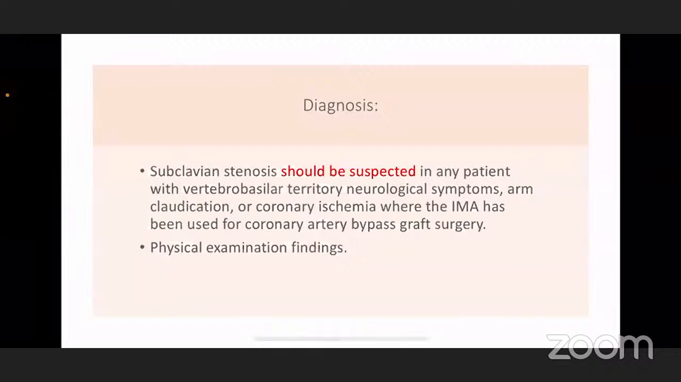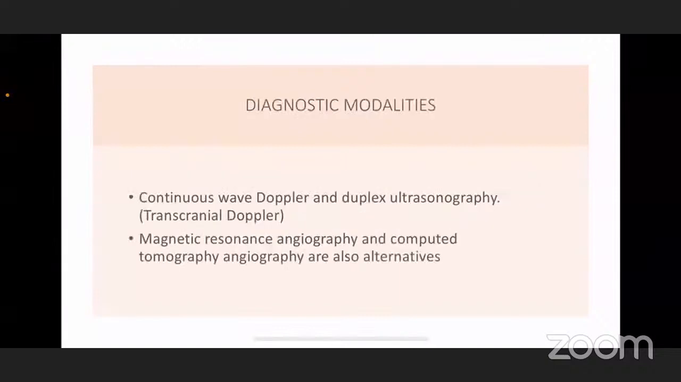Okay, if we want to do the physical examination findings, they are going to be different according to which type, where the steal is happening, as we said. So if it's in the vertebrobasilar territory, neurological symptoms that we have mentioned before. If it's in the arm, claudication, paresthesia, coolness. If it's in the coronary, as we said, angina, malignant arrhythmias, and heart failure.